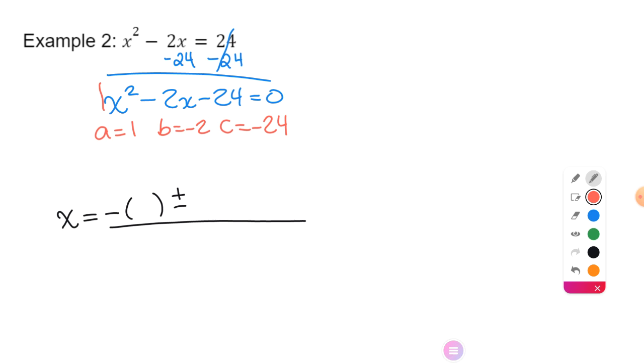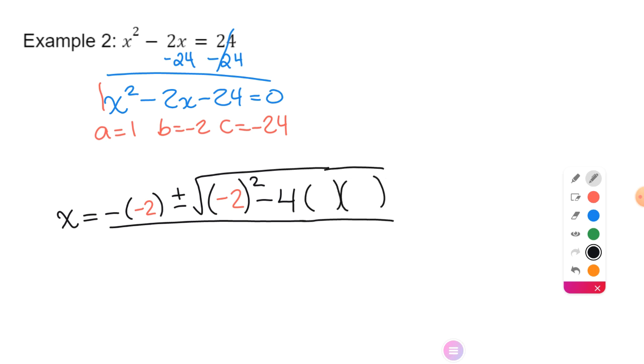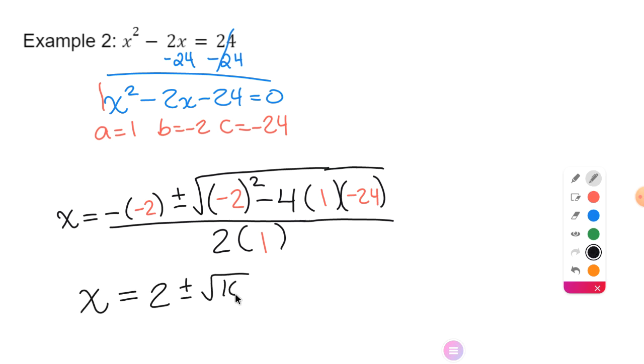Okay, so negative B, negative 2, plus or minus the square root of B squared, negative 2 squared, minus 4 times A times C. A is 1, C is negative 24, all over 2 times A, 2 times 1. All right, and we drop that into the calculator. And again, you can do a little simplifying by hand first if you want. 2 plus or minus the square root of 100 over 2.